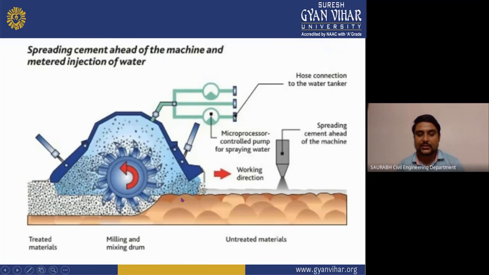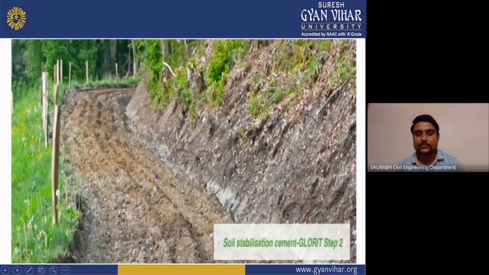Here you can see this is your treated material, and this is your milling and mixing drum, and that is your untreated material. And spreading, and it is the image of spreading cement ahead on the machine, and metered, injected with water. Now you can see here the soil stabilization with cement, as you can see here.